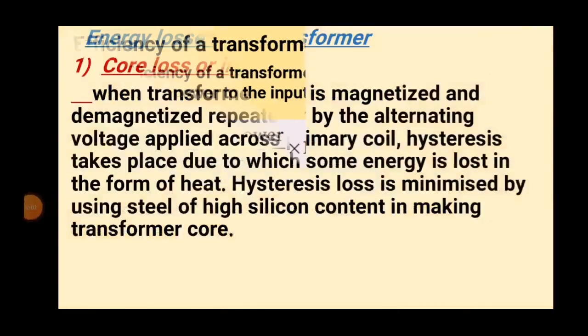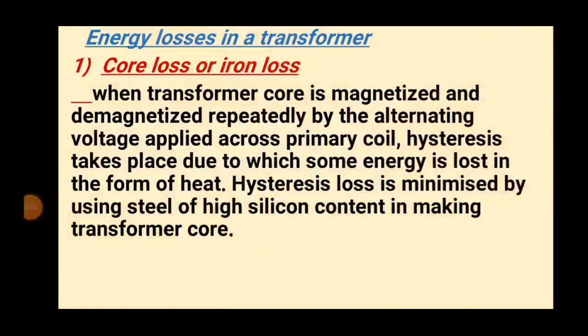Next topic, energy losses in a transformer. So students, this is an important 3-mark question. Already I said a transformer is an electrical device, a stationary object with no rotating parts. So its efficiency is much more than that of rotating machines like generators, dynamos and motors. But there are many factors which lead to energy loss in a transformer.